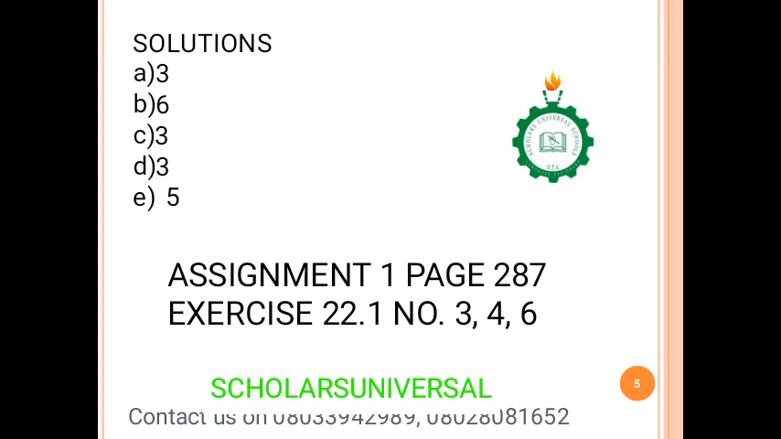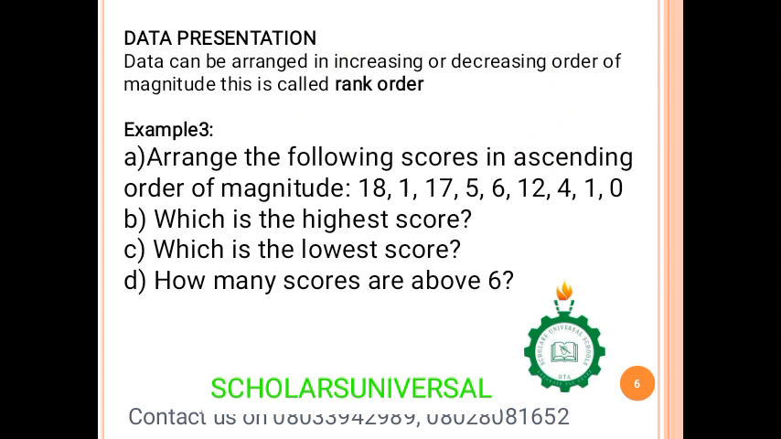So this is assignment 1. It is on page 287 of your New Concept Mathematics. So attempt numbers 3, 4, and 6 and submit it to the required mail.